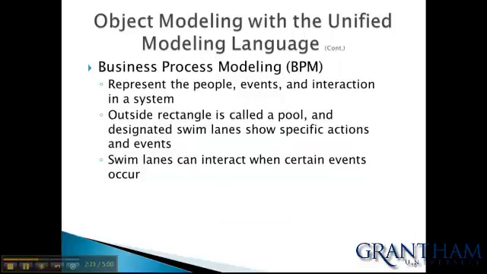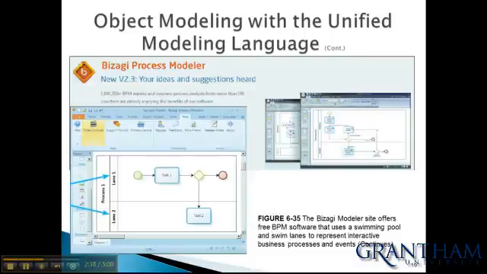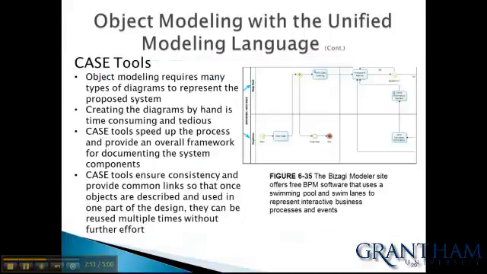When we look at business process modeling, it represents the people, events, and interactions in a system. The outside rectangle is called a pool and designates swim lanes, which show specific actions and events. Swim lanes can interact when certain events occur. There are different modeling sites that can be used, where there is free software that uses swimming pools and swim lanes to represent interactive business processes and events.